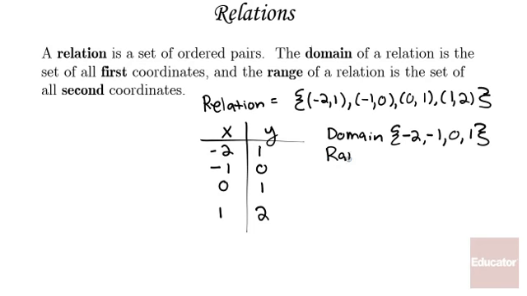The range is the set of the second coordinates. So the range right here, all the y values, 1, 0, 1, 2. However, you don't actually need to write the 1 twice. So in actuality, it would be written as such. So it's okay to repeat the values if you want, but usually we just write each value in the domain or range once each, represent it once.